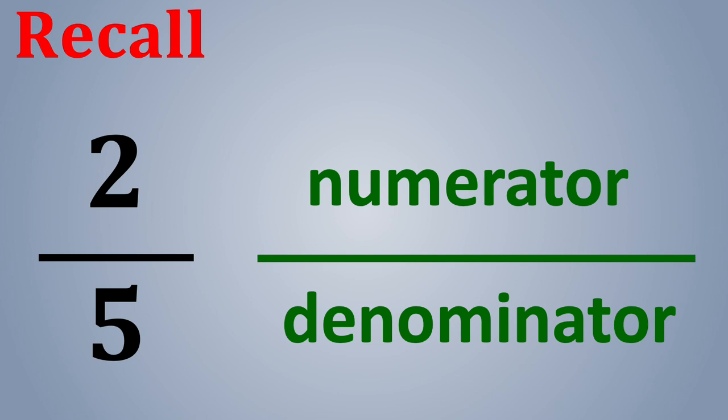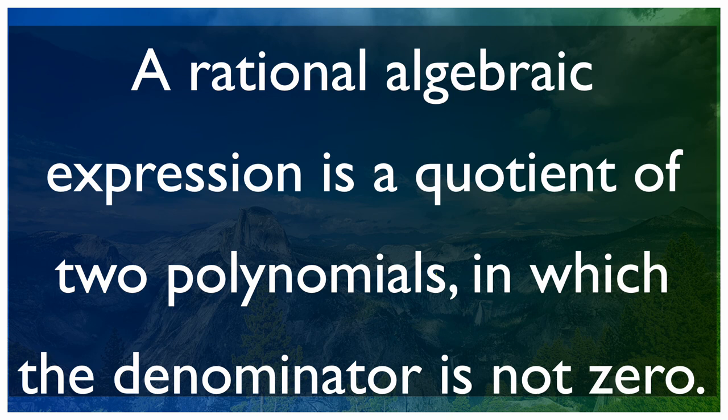So ano nga ba itong rational algebraic expression na binabanggit ko? Pag sinabing rational algebraic expression, it is a quotient of two polynomials in which the denominator is not zero. Take note, sabi niya, quotient daw siya ng dalawang polynomials na kung saan ang denominator ay hindi zero. So, ano ibig niyang sabihin?